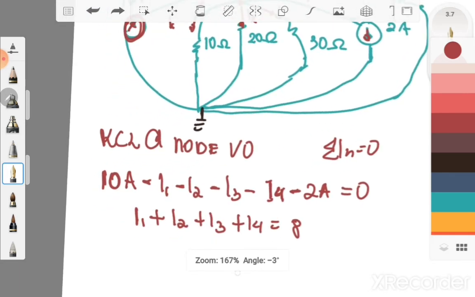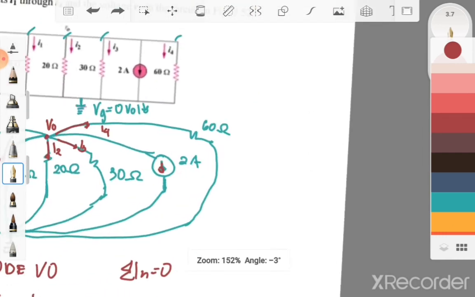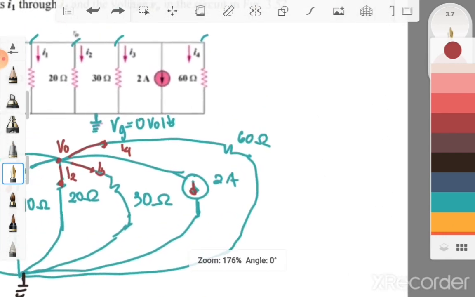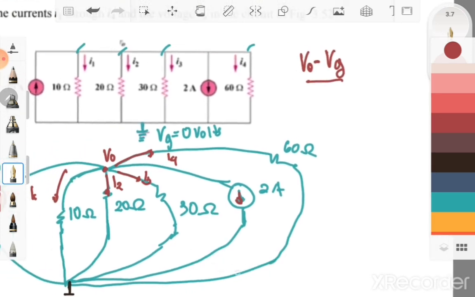But what is my I1, my I2, my I3 and I4? So take note, based on the principle of your voltage analysis, nodal analysis, we have VO minus VG divided by our R. It is equal to IN, wherein IN is any current present in the node, right?